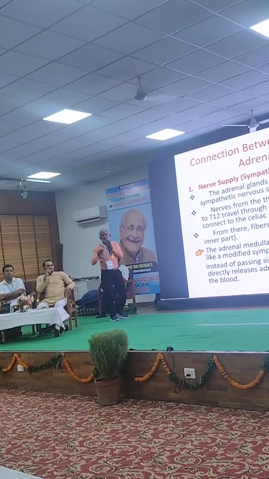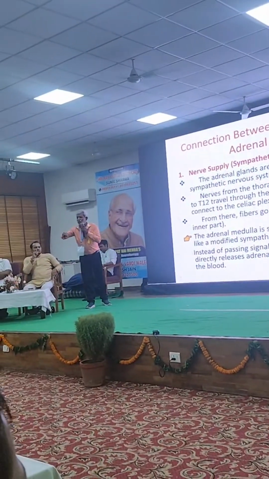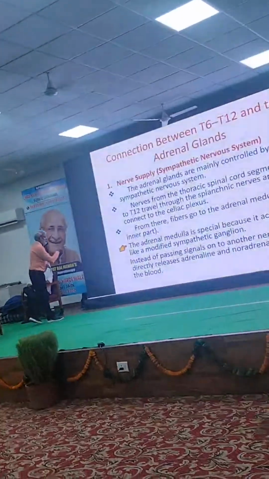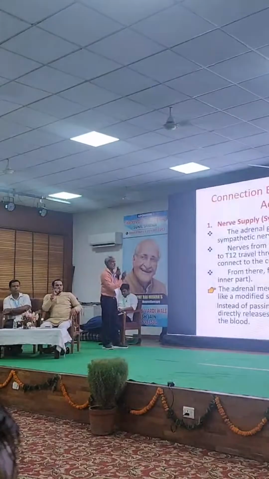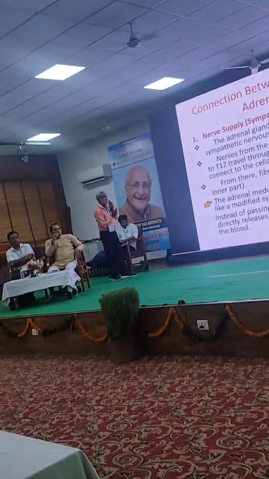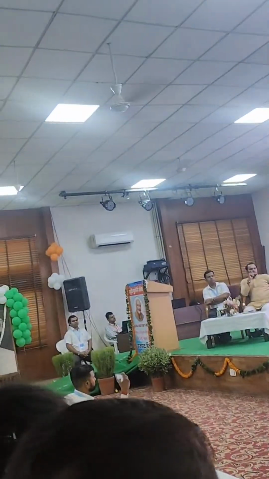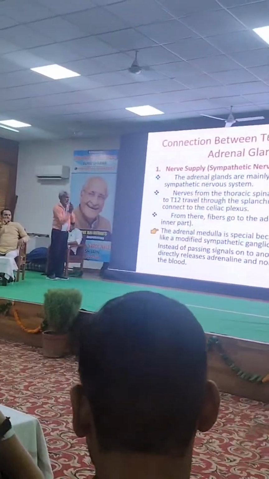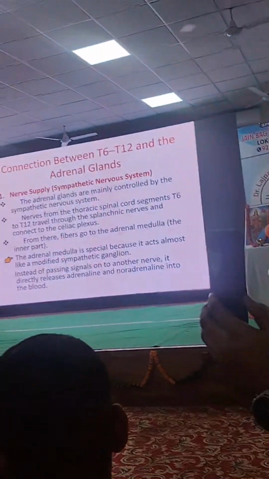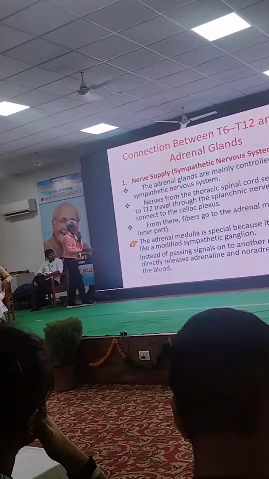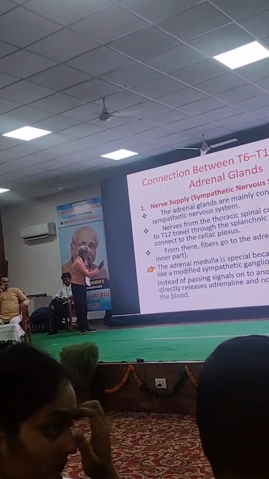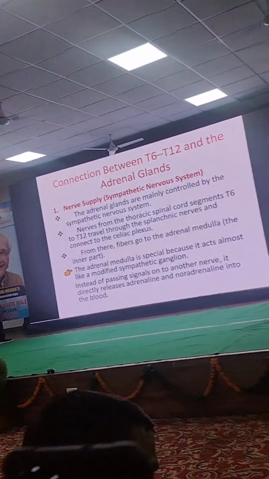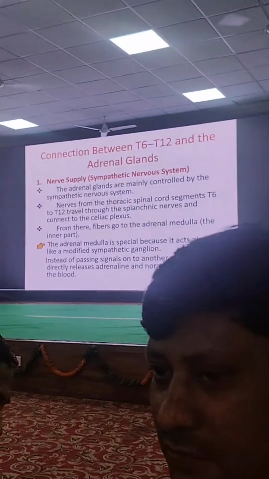Adrenal cortex is the outer part, and the medulla is the inner part. The adrenal medulla is special because it acts almost like a modified sympathetic ganglion. Instead of passing signals onto another nerve, it directly releases adrenaline and noradrenaline into the blood. Note this point.